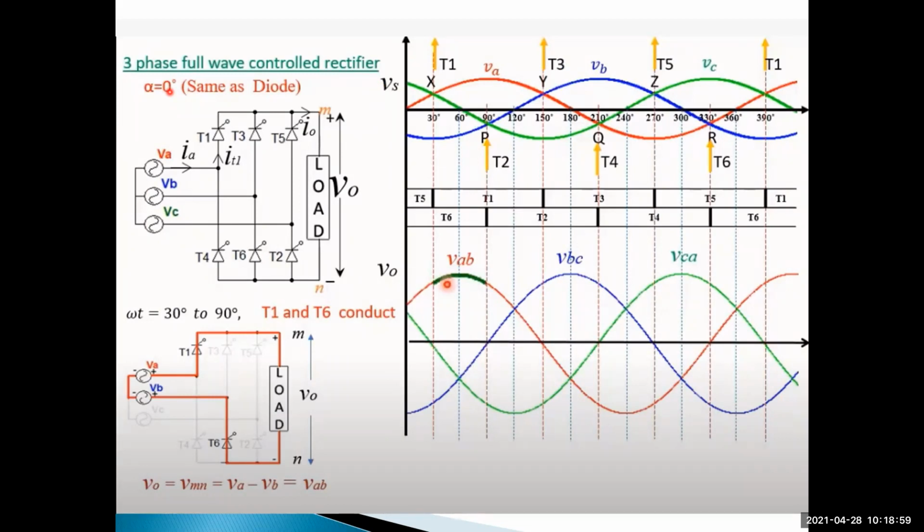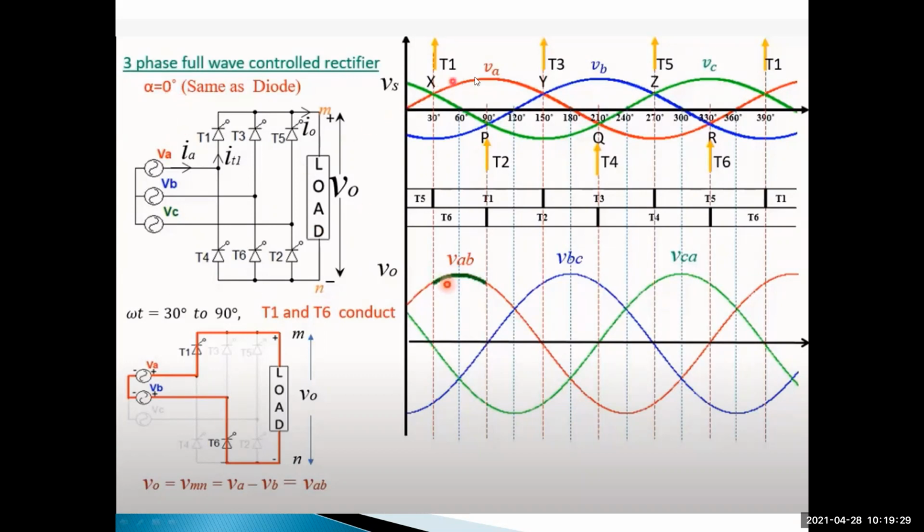That means conduction will start from pi by 6 plus alpha, that is pi by 6 plus 0. I'm taking alpha equal to 0, firing angle 0. In the power semiconductor class I explained by taking alpha equal to 30 degrees; here I'm taking alpha equal to 0 degrees. If you take alpha equal to 30 degrees, it is also possible to conduct, and the explanation is the same. So try to consider here.